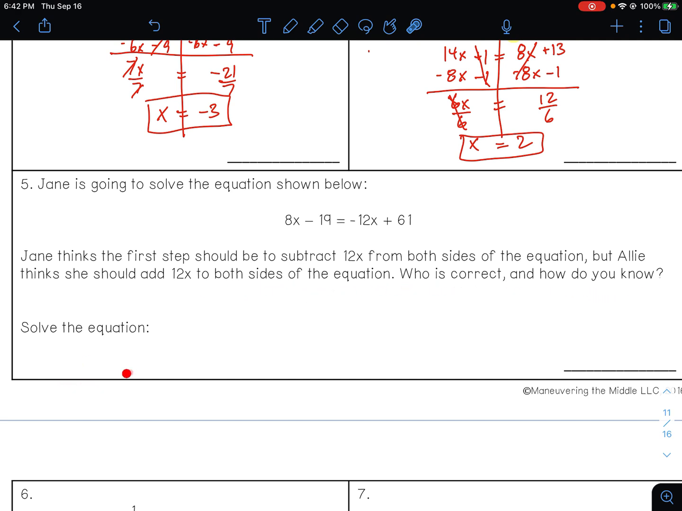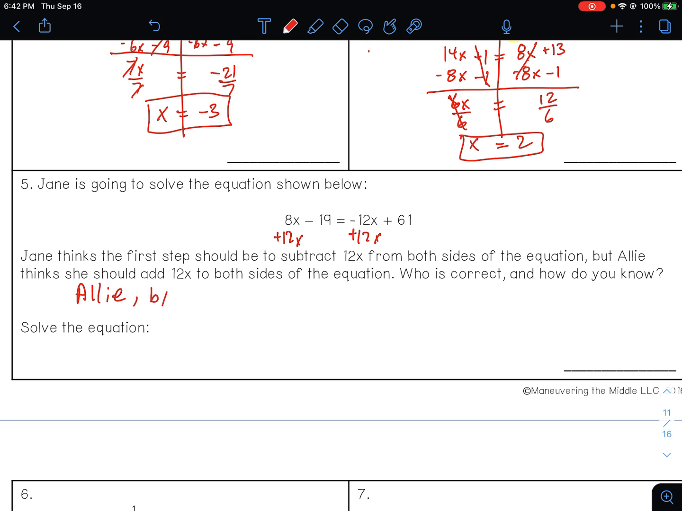And then they want you to solve the equation. So should you subtract 12x from both sides? I think not, because if you subtract 12x, you've got negative 12x and negative 12x. That makes a bigger negative, so that doesn't cancel it. The opposite of negative 12x is plus 12x. So when you add 12x, you have to add 12x to the other side. Don't put it under the 19. You put it under the 8x because those are both x terms. So that's what you should do first. So who's right? Allie thinks you should add. Allie is correct.